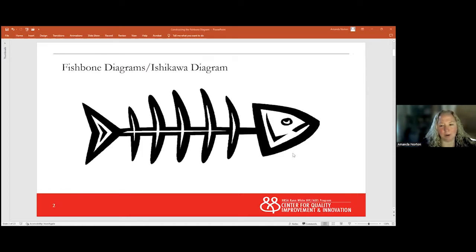So a fishbone diagram. It's a kind of naked looking fish, but it's called this or an Ishikawa diagram, which we'll go into the founding or the base of in a second. It's called a fishbone diagram because once we create it, it looks a lot like a fishbone.